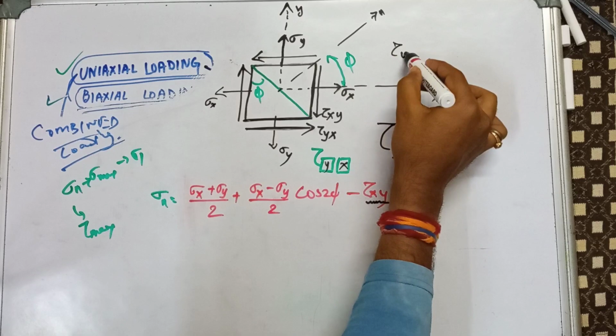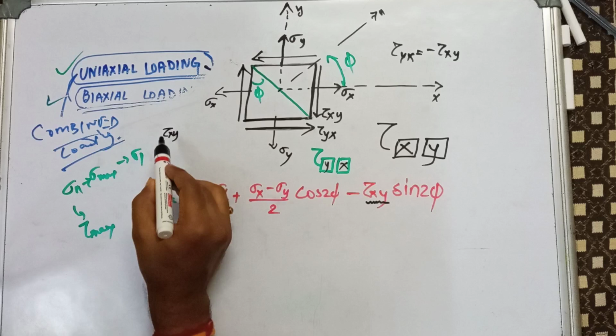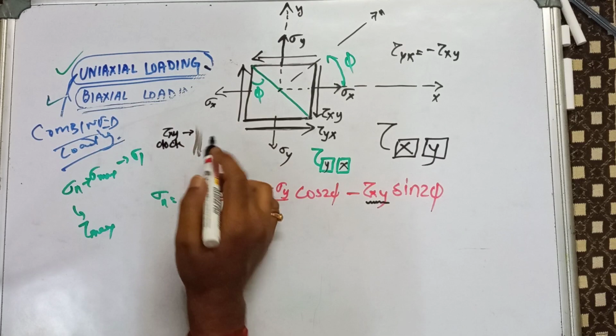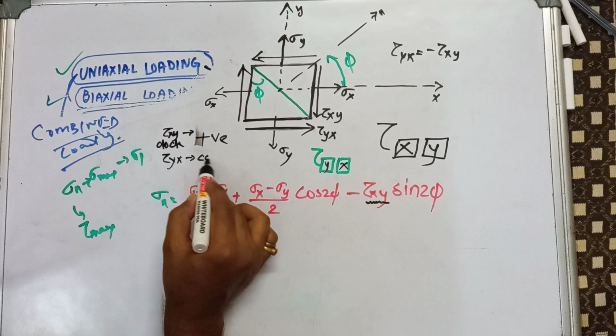Because tau xy is acting in the clockwise direction, and clockwise direction I will consider positive. I have already told this thing. If you have missed out, then it's not my fault. I have explained it several times. Tau yx is counterclockwise. You can consider it negative.